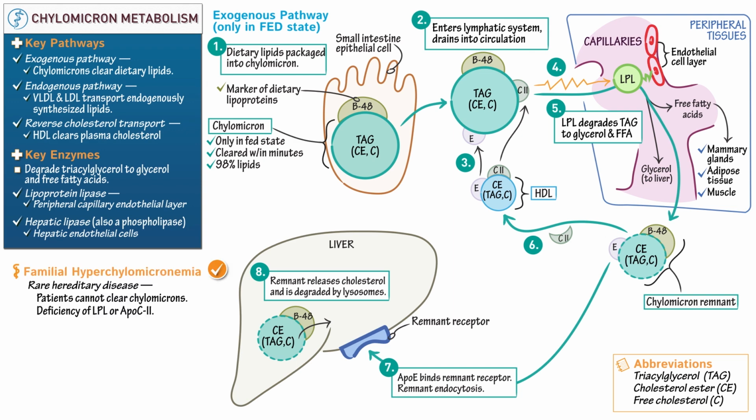As a clinical correlation, write that familial hyperchylomicronemia is a rare hereditary disease in which patients cannot clear chylomicrons efficiently. It can be a result of either LPL deficiency or ApoC2 deficiency. As we have seen, ApoC2 activates LPL.